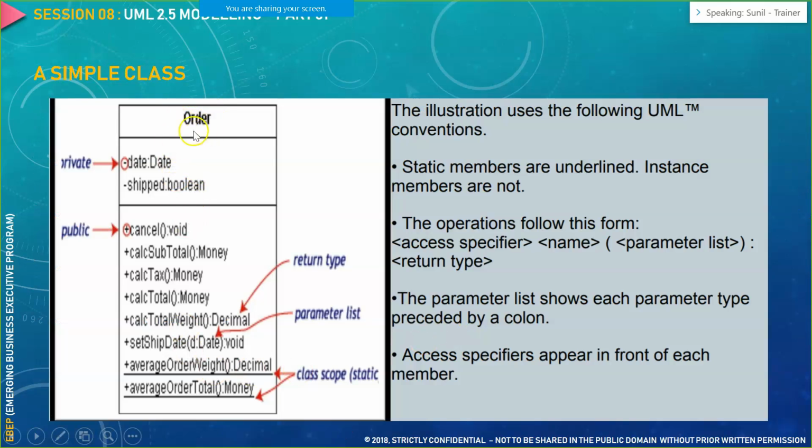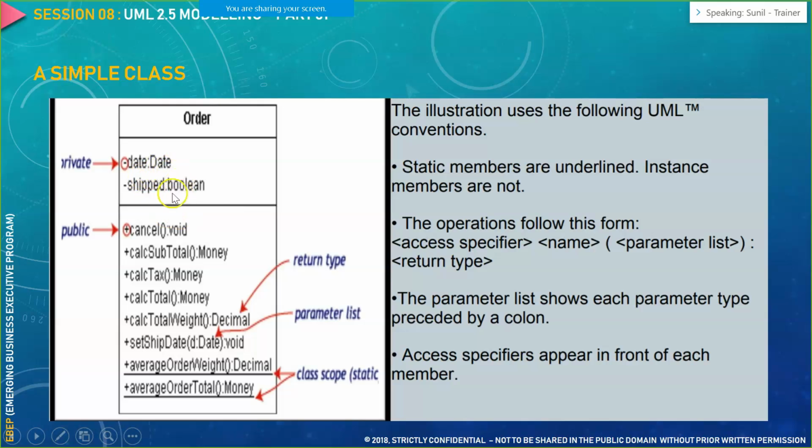So for example, if we consider this order class, we have these things, the date and shipped. These are attributes, and these are the operations that you could perform. For example, cancellation of an order, calculation of the total value of an order, calculation of tax, calculation of total order value after the tax has been calculated, which includes your subtotal and tax, that is your total, the weight of the order, the shipping date of the order, the average order weight, and average order total. So these are your attributes and methods for an order class. This is how you show it.